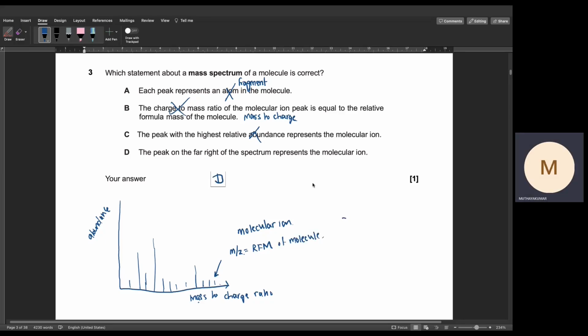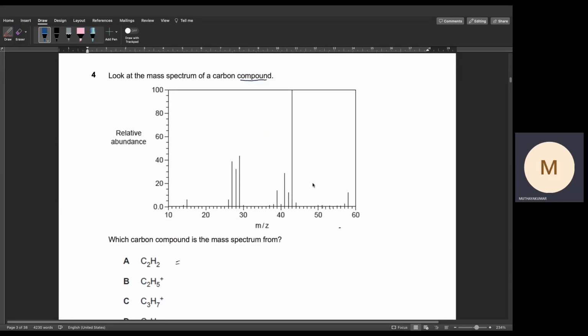So looking at mass spec in a little bit more detail. This question here: look at the mass spectrum of a carbon compound, abundance on the y-axis, mass to charge ratio on the x-axis. We have random peaks here. And already we know, based on the last question, this peak here is the molecular ion peak, which gives us the RFM, the relative formula mass of the compound we are testing.